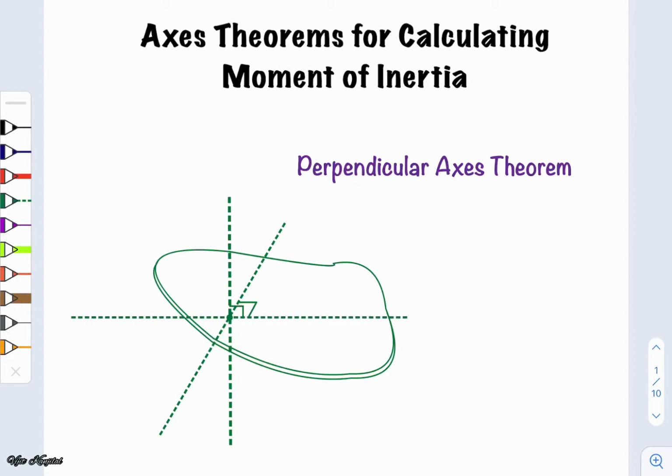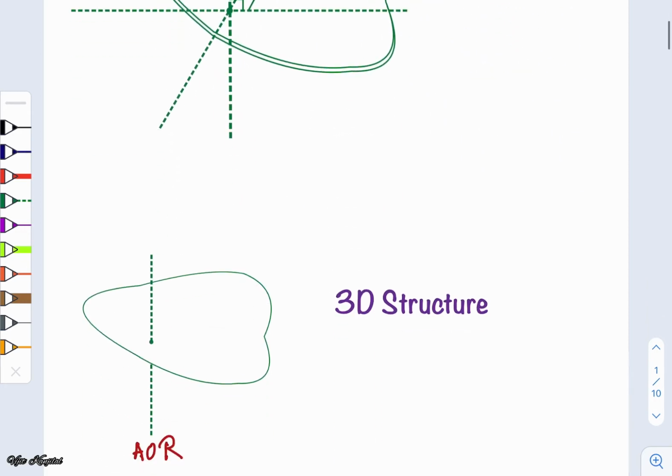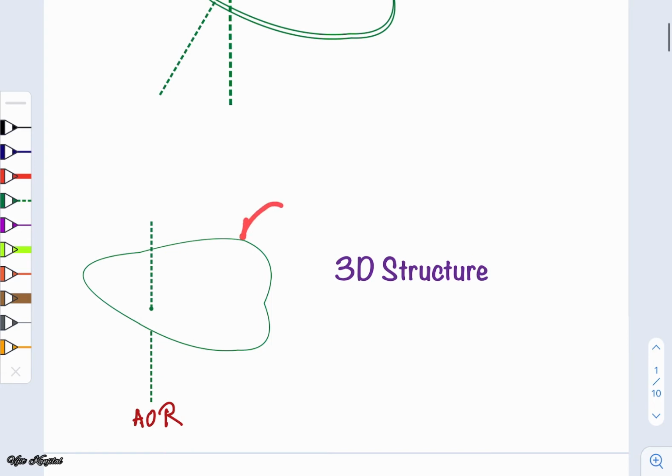So in the previous video, we studied the perpendicular axis theorem, which is valid only for laminar bodies or 2D structures. But what if we are given a 3D structure like this? What if we are given a 3D body? Is there any axis theorem for that too?